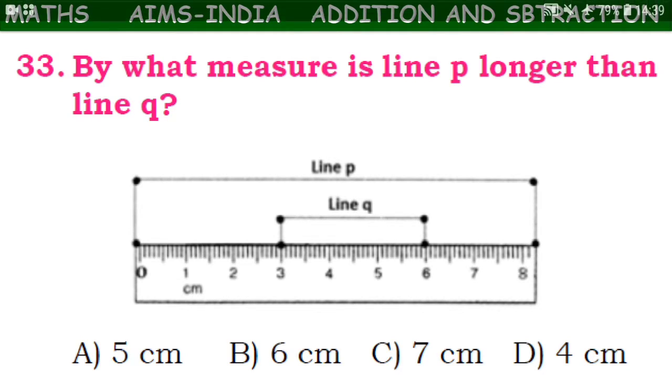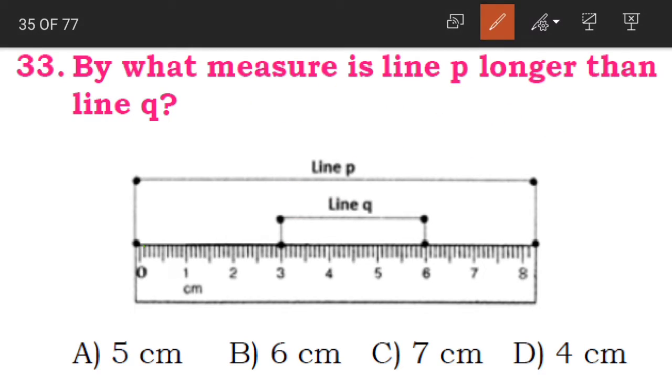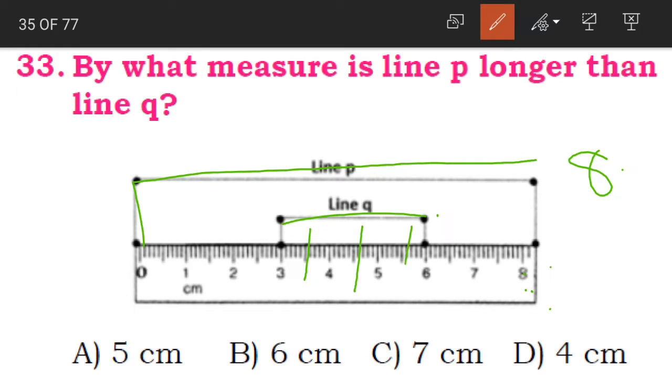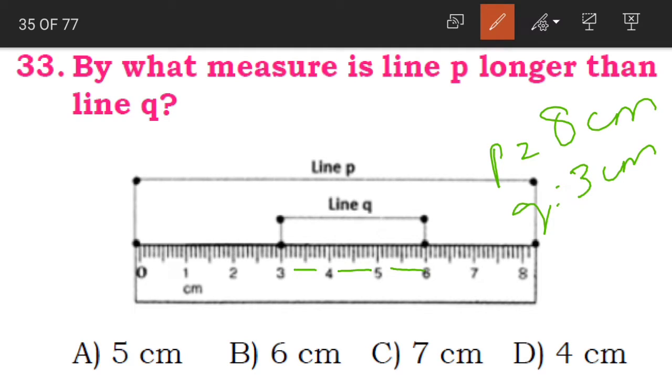Moving on to question number 33. By what measure is line P longer than line Q? What is the length of line P? Yes, 8 centimeters. Now what is the length of line Q? 1, 2, 3. What is the length of Q? 1, 2, 3. 3 centimeters. 8 centimeters and 3 centimeters. P is 8, Q is 3.